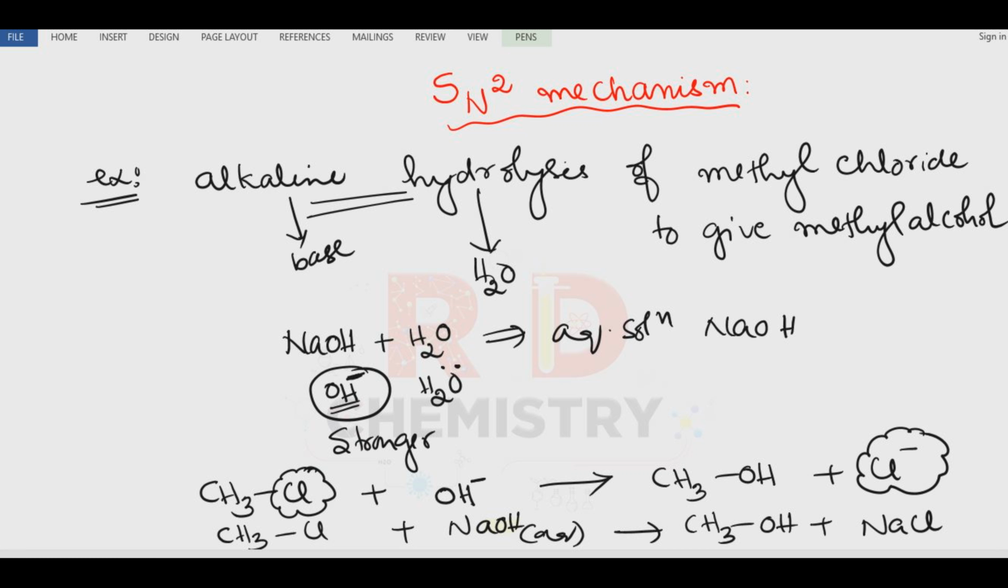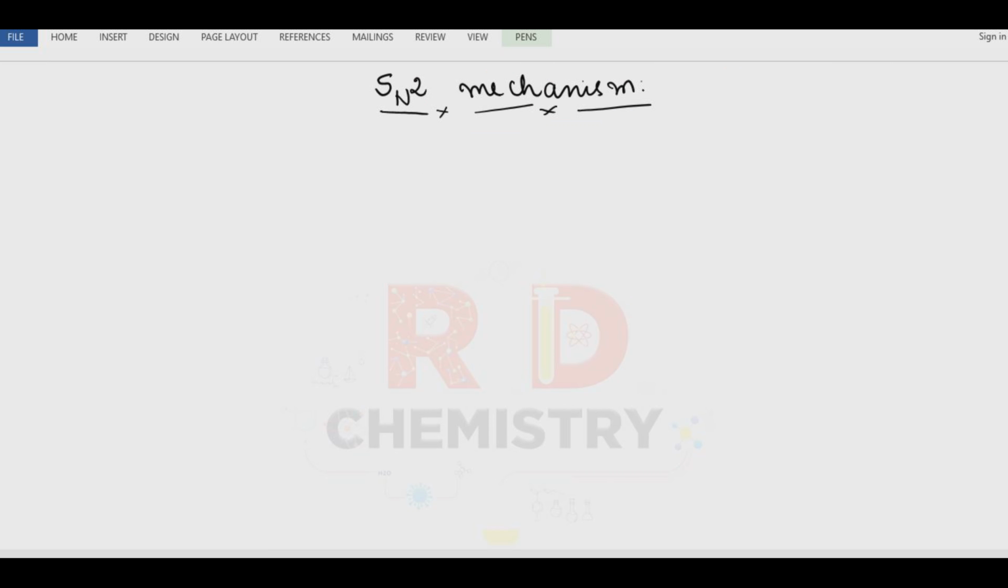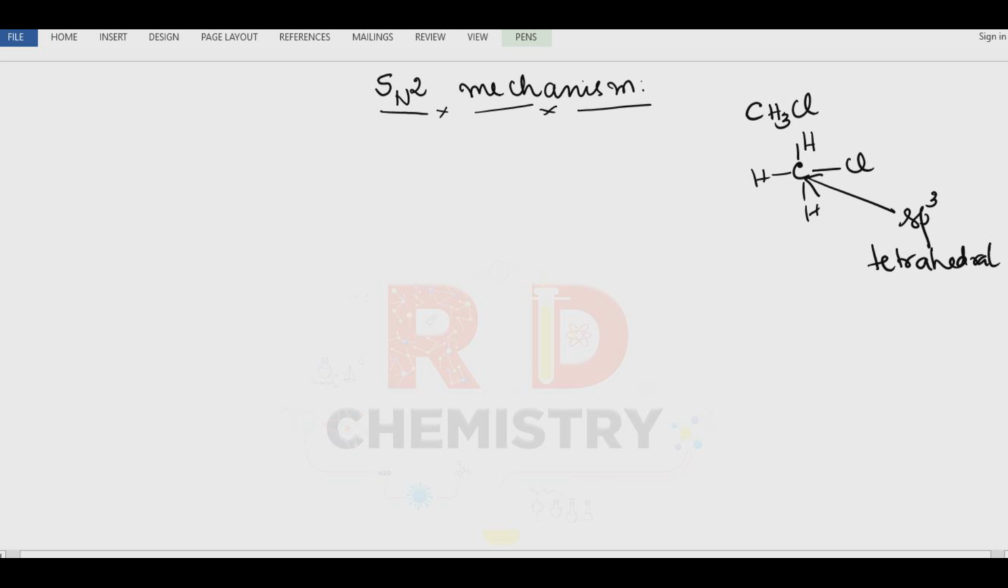Clear? So here we are going to make use of methyl chloride. Carbon atom attached to hydrogen 1, second hydrogen, third hydrogen, and next one the chlorine. This carbon atom is sp3 hybridized. If it is so, its geometry should be tetrahedral, correct? Bond angle should be 109.5 degrees. And we are going to make use of the hydroxide OH minus. So I am going to write now the two-dimensional structure for methyl chloride.